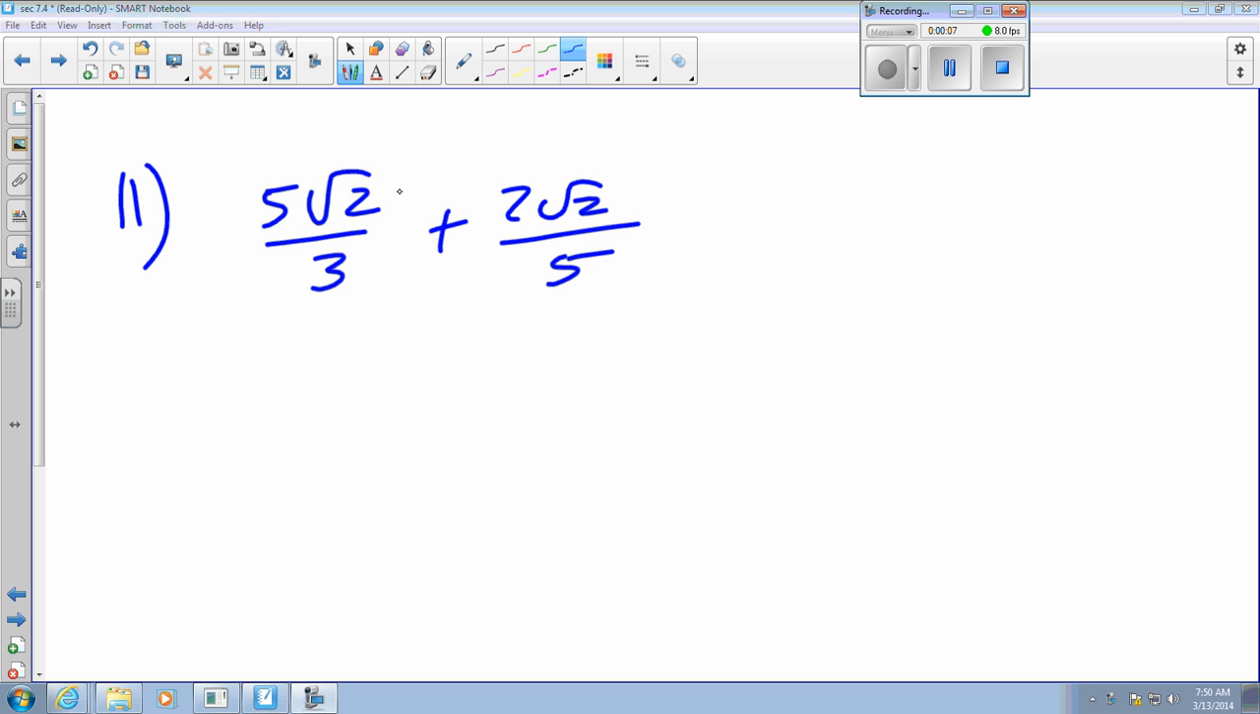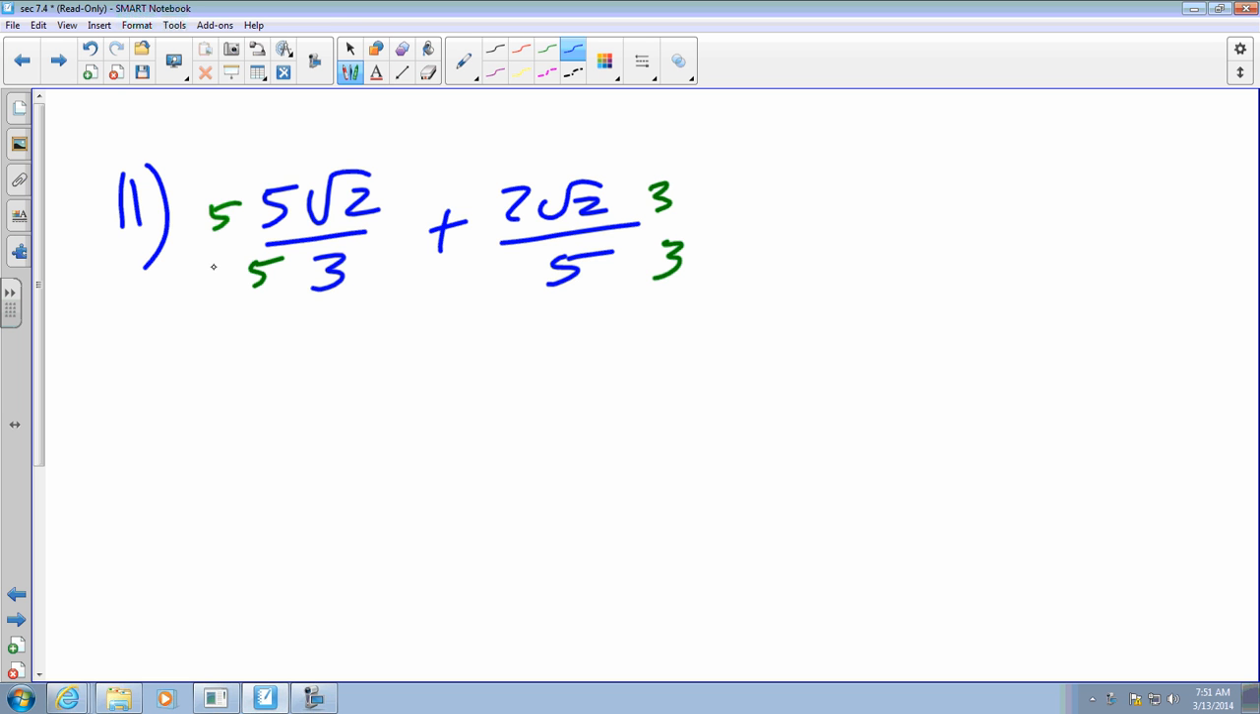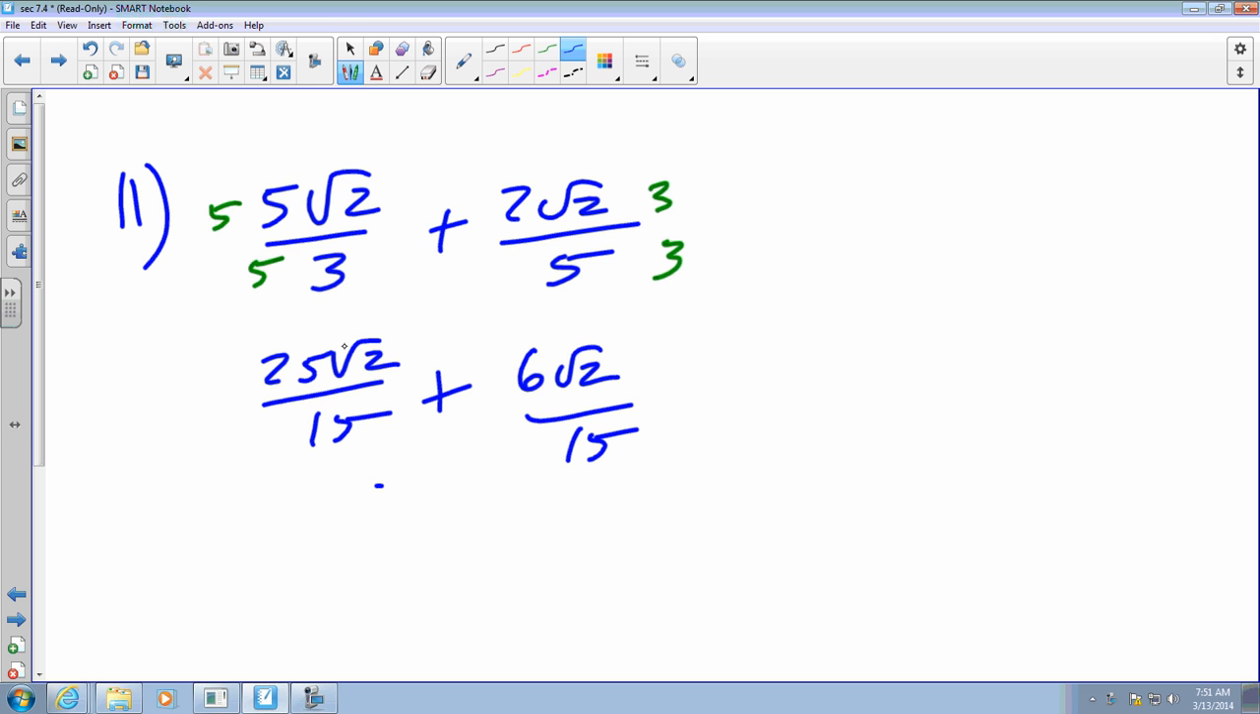Number 11, we have the same radical part, so we can add them together. But before we can add, we need to have a common denominator. So I'm going to multiply top and bottom of this one by 5, top and bottom of this one by 3, and I'm going to get 25 square roots of 2 over 15 plus 6 square roots of 2 over 15. Now that we have a common denominator, we can add the top. Remember, the radical part and the variable part do not change when we add or subtract, so I'm going to have 31 square roots of 2 over 15.